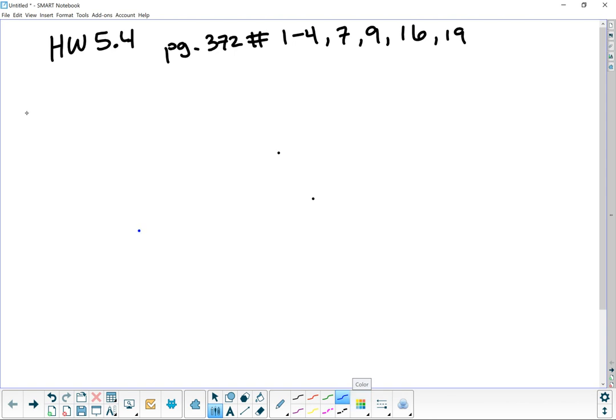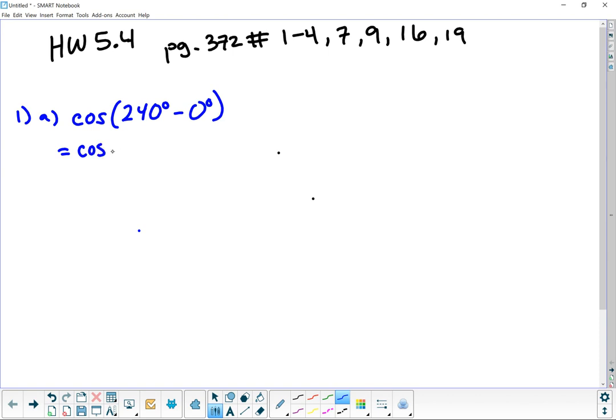Numbers 1 through 4. So number 1, read the direction. It says find the exact value of each expression. So we have cosine of 240 degrees minus 0 degrees. This is a cosine with a difference formula.